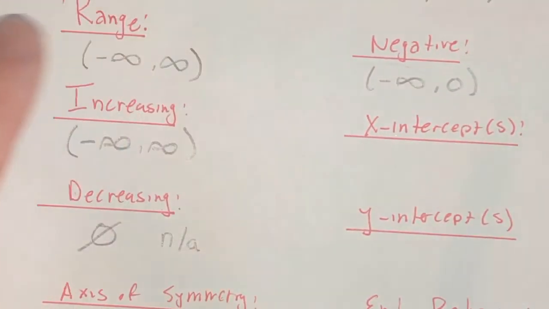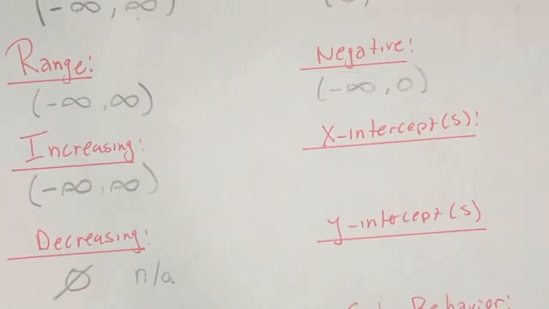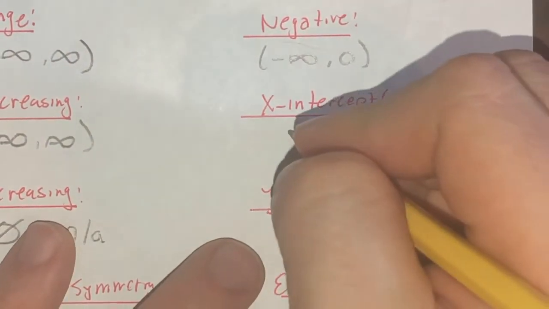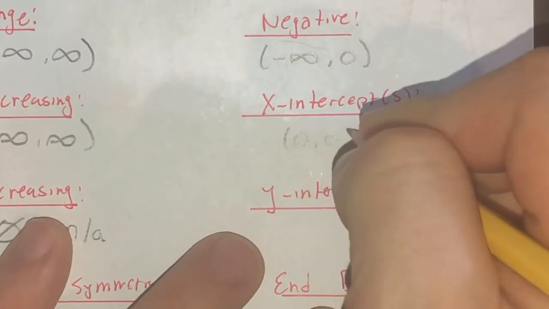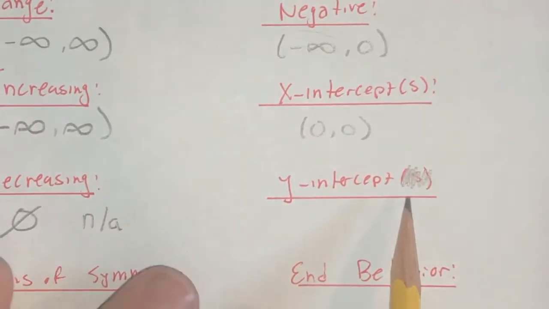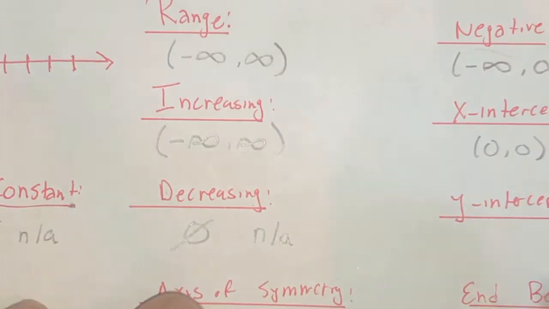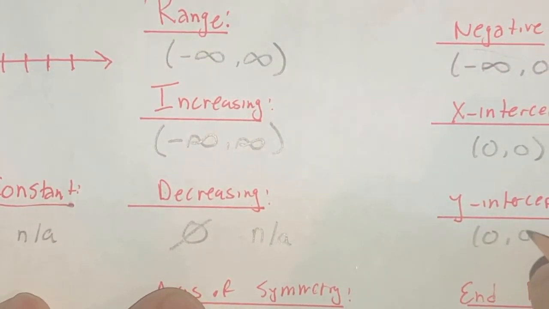That's not true. X-intercept or intercepts. Where does it touch the x-axis? Well, it touches the x-axis at the origin, 0, 0. Okay, I'm going to erase this because remember, we know there can only be one y-intercept. And again, it touches the y-axis also at 0, 0.